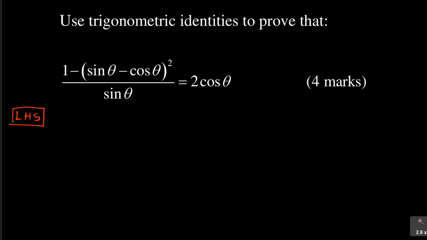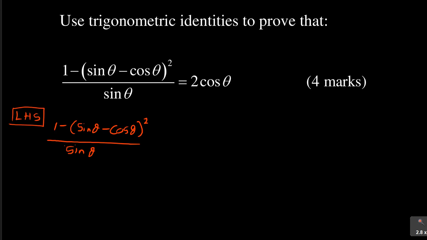So now in my left hand side, what am I having? I've got 1 minus sine theta minus cos theta squared, all over sine theta. Now when I do that, I can move on to say there is a bracket with a square, so I need to simplify that one.